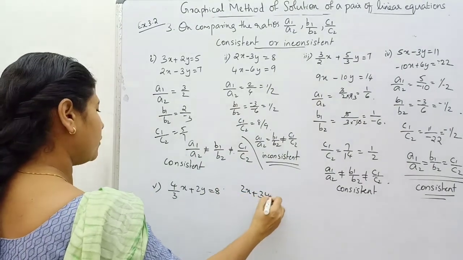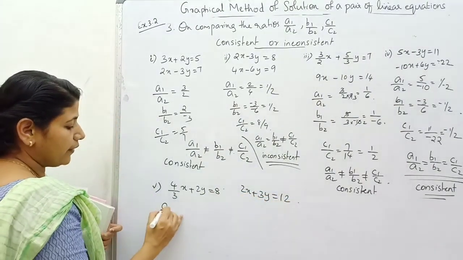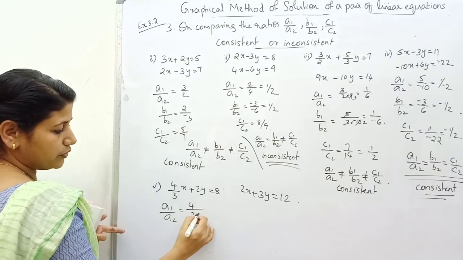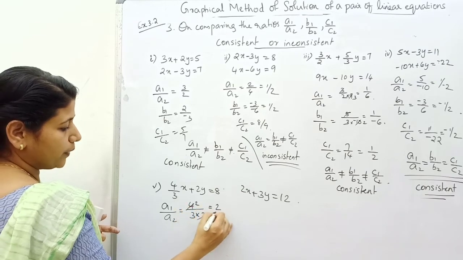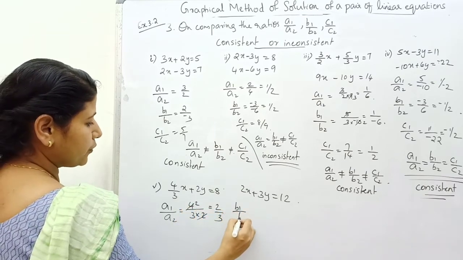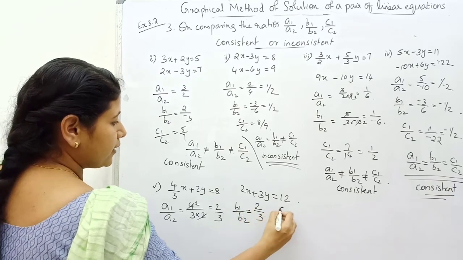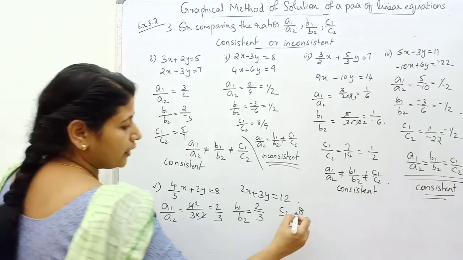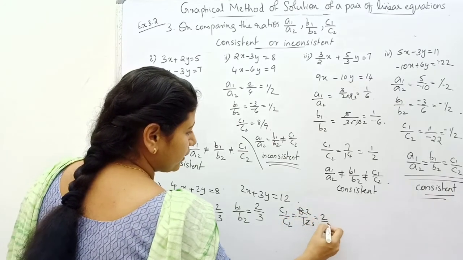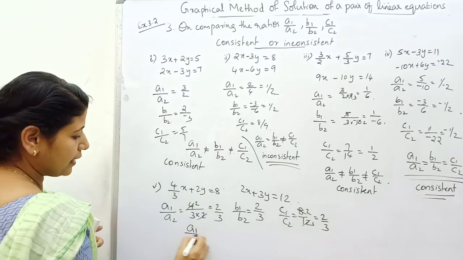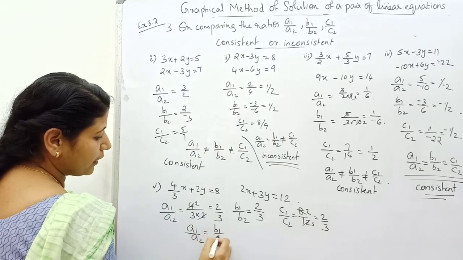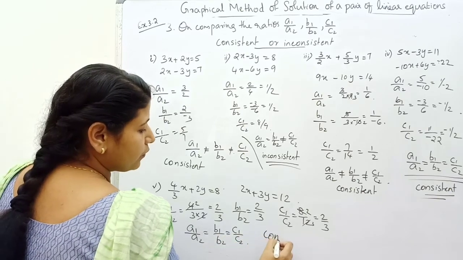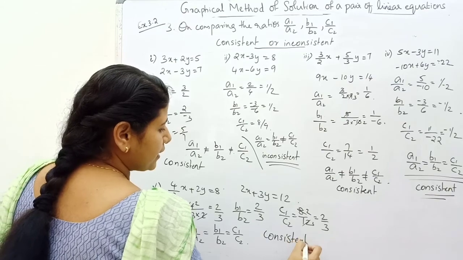Okay. The last question of that section, fifth one, 4 by 3x plus 2y equal to 8 and 2x plus 3y equal to 12. Okay. a1 by a2, which is 4 by 3 by 2. So it will be 2 here. You can write 2 by 3. What about b1 by b2, which is 2 by 3. c1 by c2, which is 8 by 12, both can be cancelled by 4, then you will get 2 and 3. Here also 2 by 3. So you have got like this, A1 by A2 equal to B1 by B2 equal to C1 by C2, which has infinitely many solutions, so we can write which is consistent.